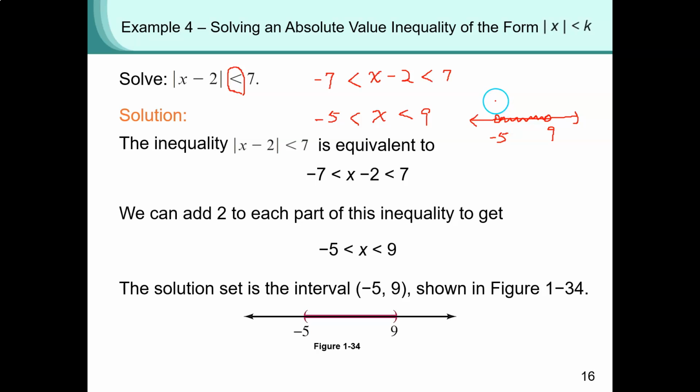If you go with the interval notation, this will be the open parenthesis, and you put negative 5 on the left hand side and 9 on the right hand side.